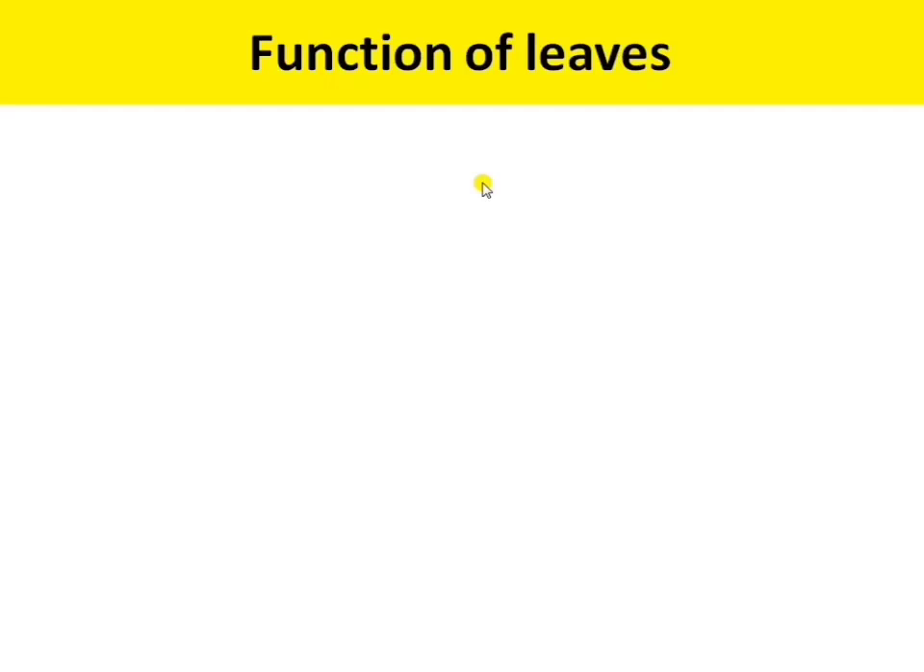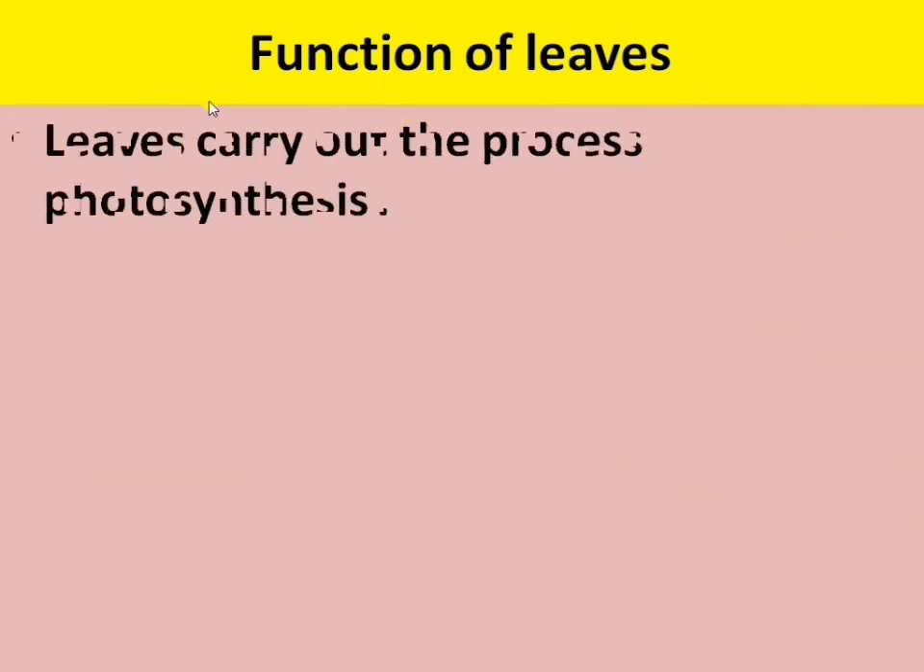The function of leaves is that leaves carry out the process of photosynthesis. Photosynthesis is the process in which plants use carbon dioxide from the air and water from the soil, in the presence of sunlight and chlorophyll, to prepare food and release some oxygen.